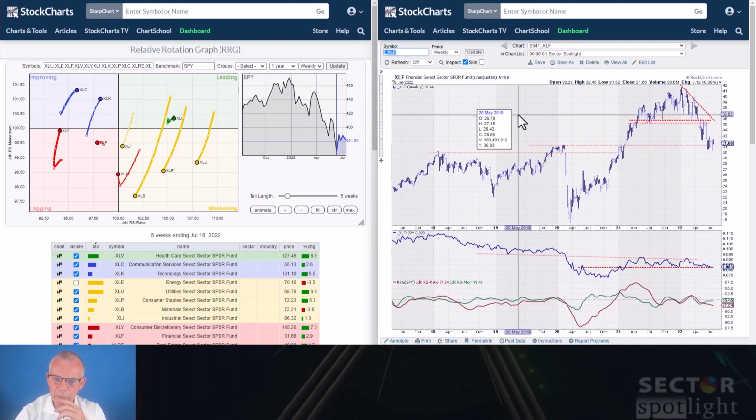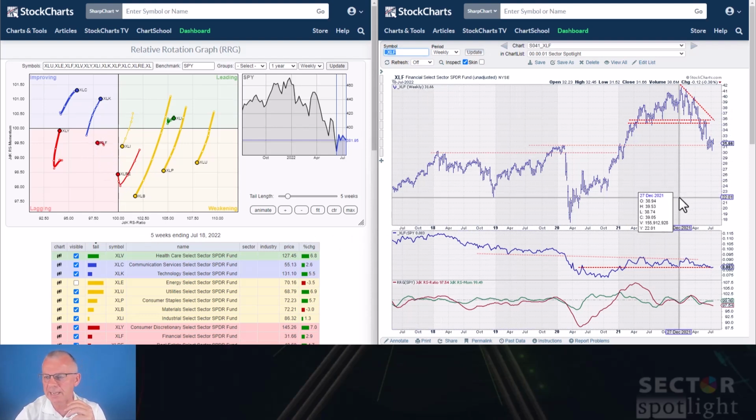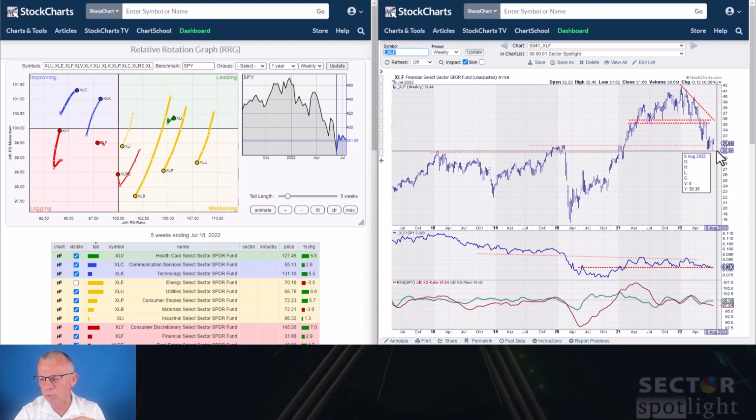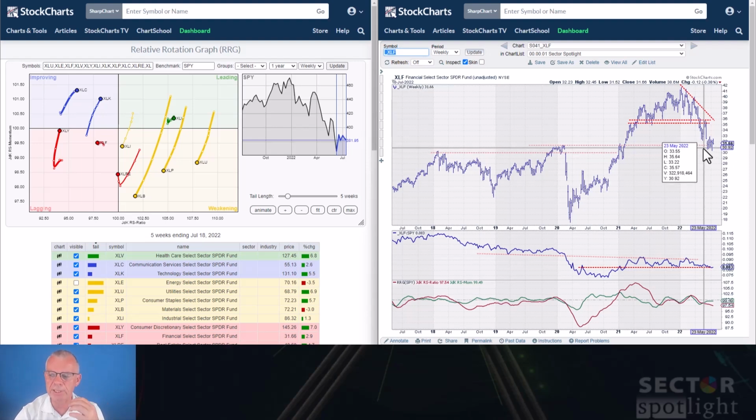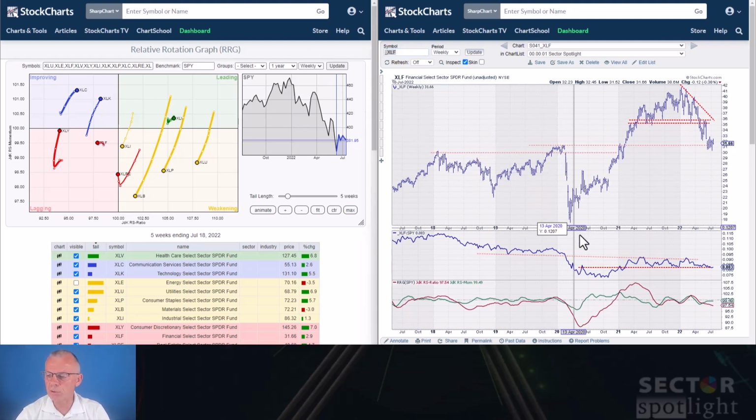If we move to financials, that sector is right there inside lagging, and it's resting at a support area. And from a positive point of view, financials need to remain above, let's say, $30 US. That will also very likely keep that relative strength line above its support level.